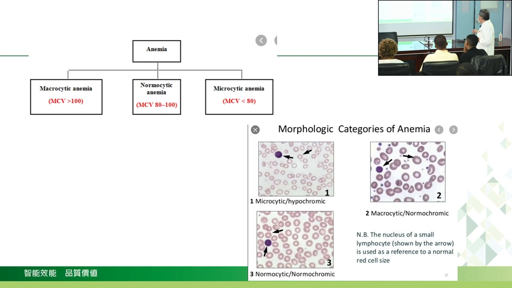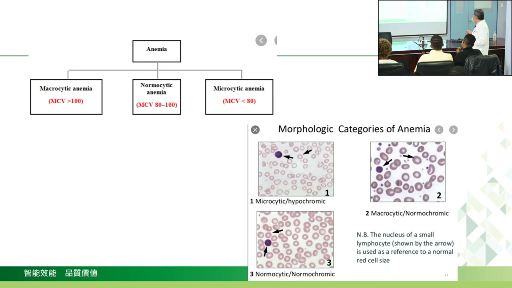So how to decide? By blood smear, you look under the microscope. From my microscope, my standard is the small lymphocyte. If the red cells are smaller and also paler, it is microcytic, hypochromic anemia. Then macrocytic: bigger than the lymphocyte. You compare the RBC to the lymphocyte, not to the neutrophil. So you can compare by microscope. Normocytic, normochromic means the size is almost the same.